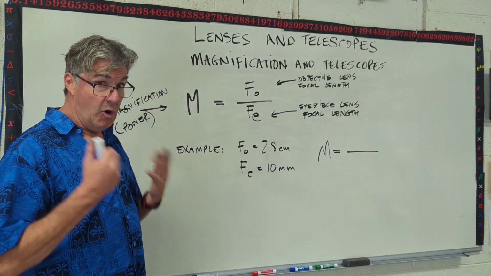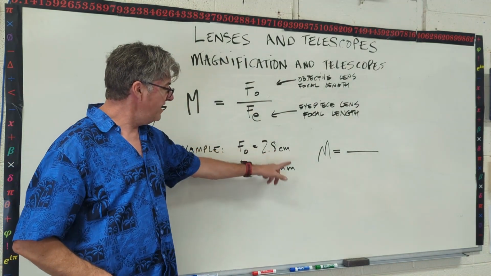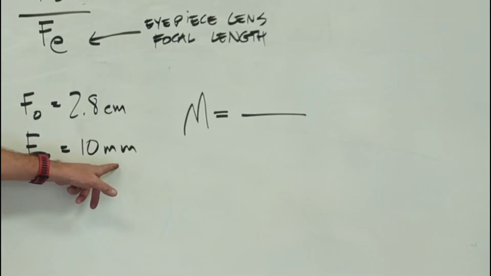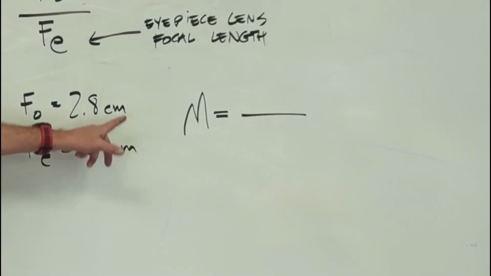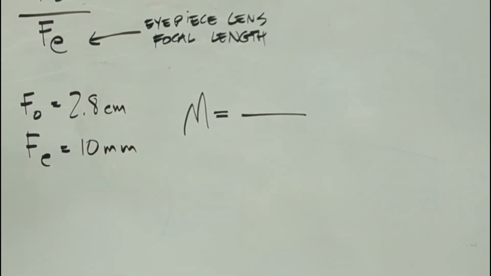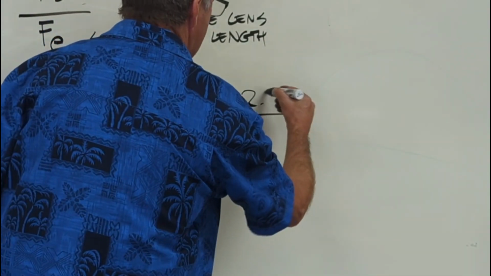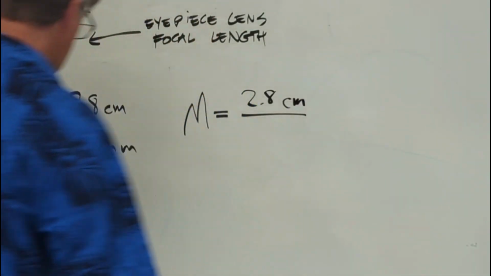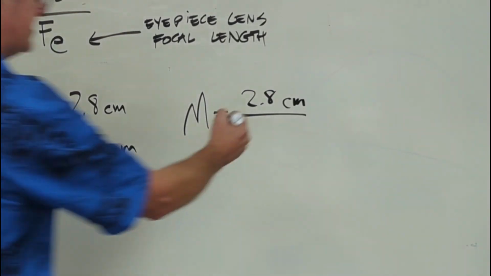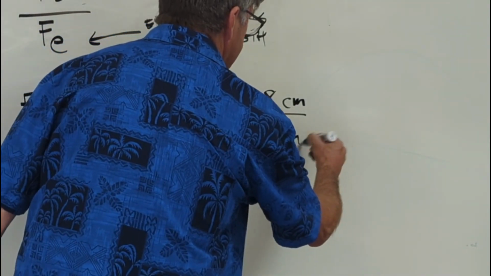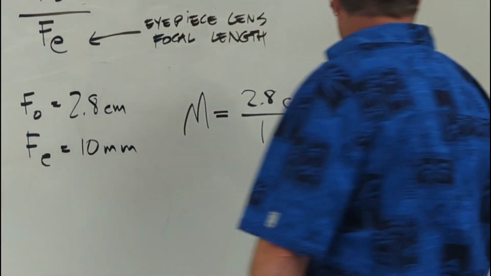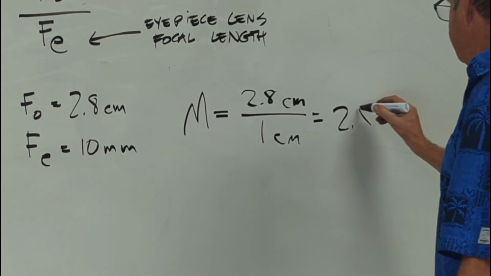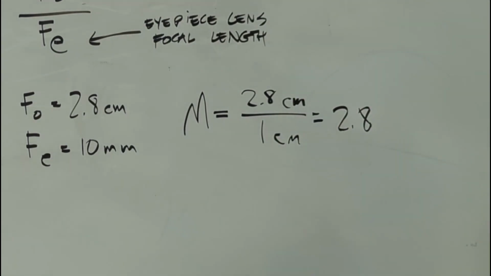Now the first thing I hope that you noticed is that these are not in the same units. So we do need to make sure that they're in the same units. So I'm going to stay in centimeters. So this is 2.8 centimeters. Now 10 millimeters is 1 centimeter, so I'll put that over 1 centimeter. So this equals 2.8 power, or we can write it times 2.8.